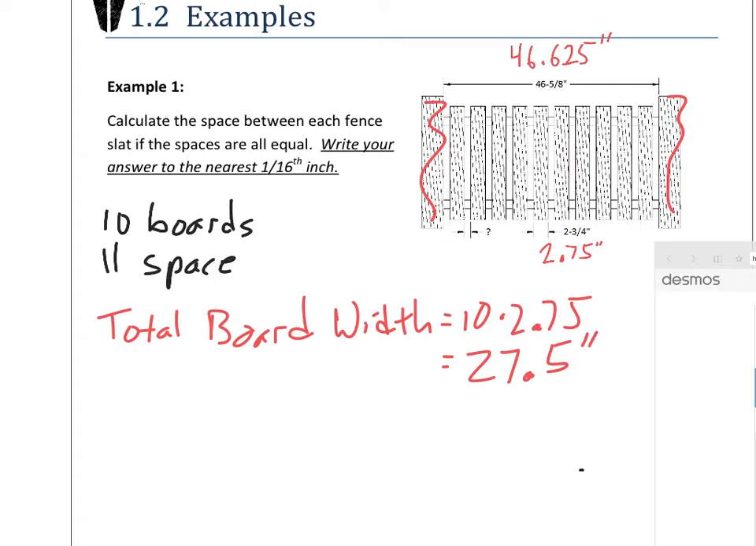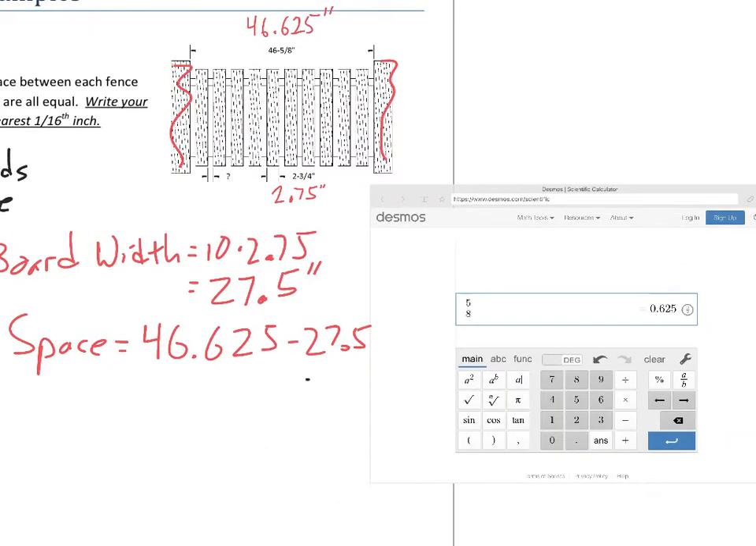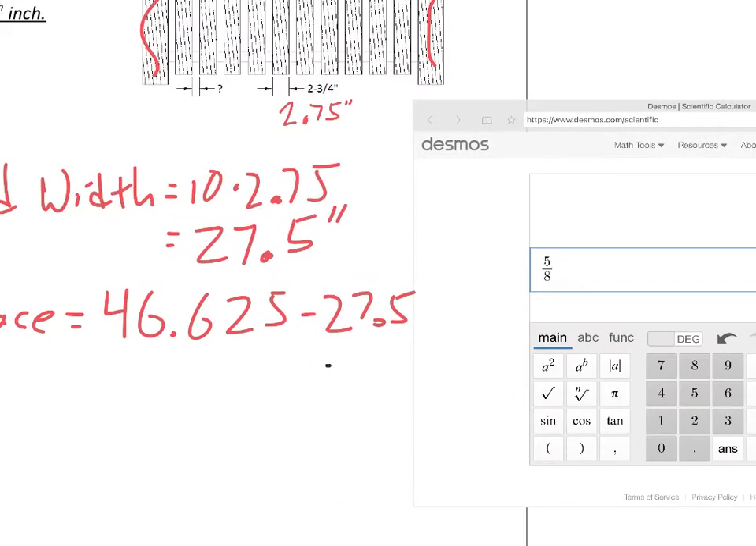Now we can find the total of all the spaces by subtracting that from the total distance in between the posts. Okay, the total space, excuse me, got a lisp, 46.25 minus 27.5. All right, let's see what that is. Yeah, we could probably do that with some practice, 46 minus 27. Well, 47 minus 27 is 20. This is 46. 46 is going to be one less than 20. It's going to be 19.